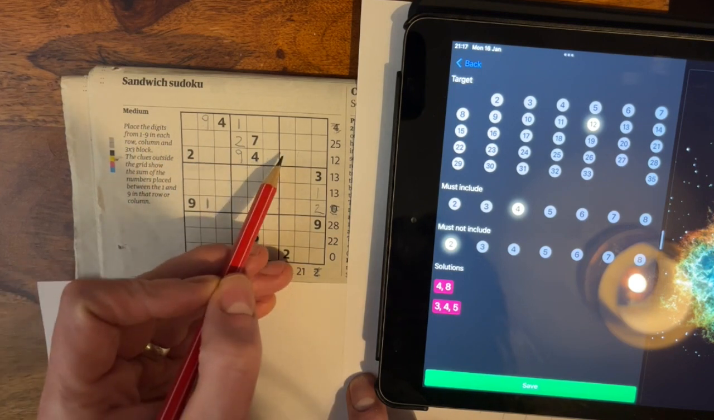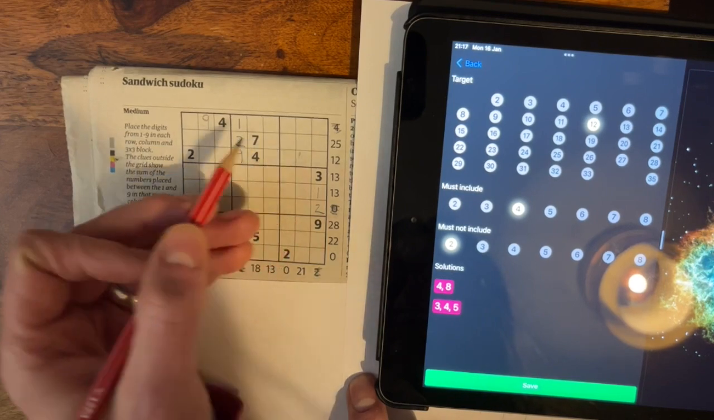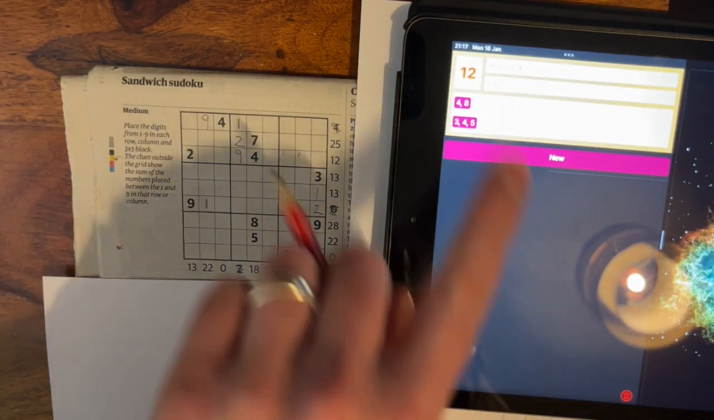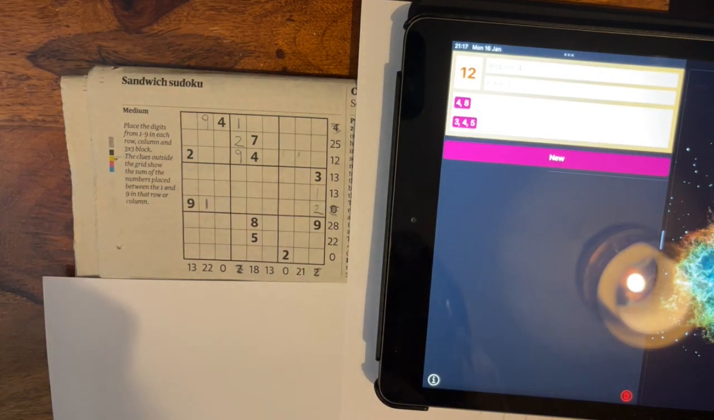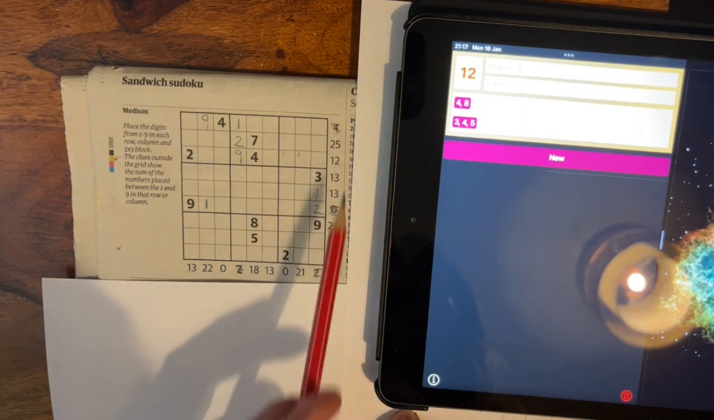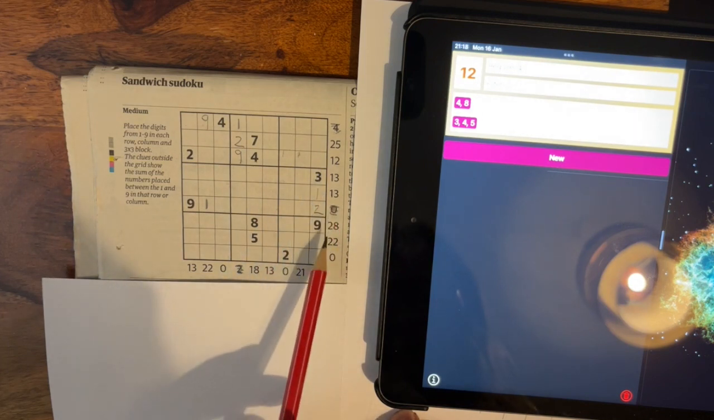So far, that's not enough help, but I'm just going to kind of pencil that in. And what we can do is just save that and leave it there and come back to it. So now we can carry on and see if the Sandwich Sudoku clues can give us any more information or any more hints.